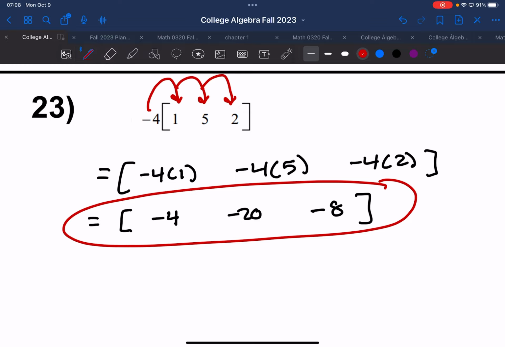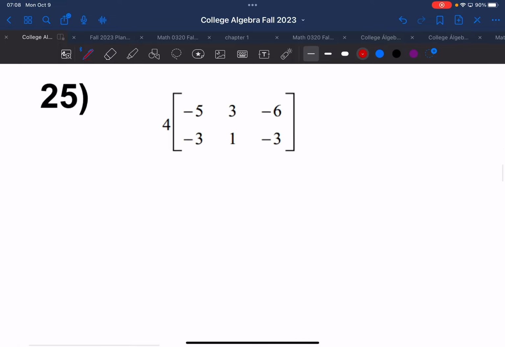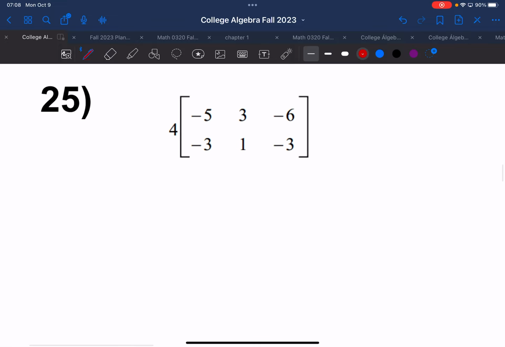Go ahead and try number 25. So again, this is scalar multiplication, so that means we have to give that 4 to everything inside of the matrix. Give you guys a few seconds to do that.